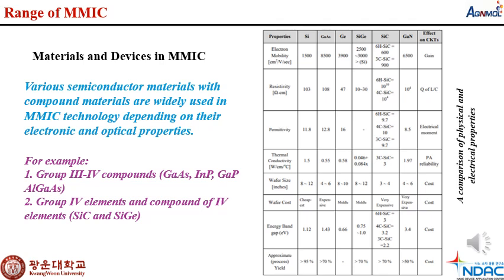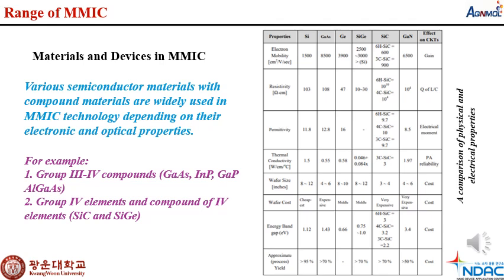Here we know various semiconductor materials with compound materials are widely used in this MMIC technology, but the main important thing depends totally on the electronic and optical properties of the materials. So here we can see some of the properties of the material. We need to remember these properties and which kind of activity they are showing in this case.